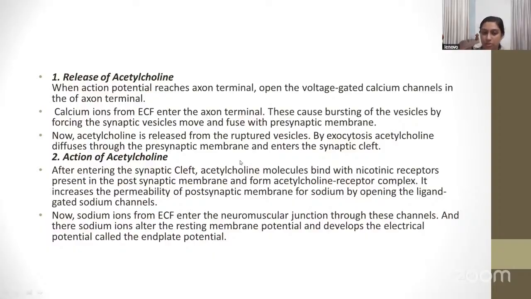We know that cholinergic receptors are of two types, which you will learn in the second year: muscarinic and nicotinic. And nicotinic receptors are seen in association with the muscles. Okay, that you have to know. So after entering the synaptic cleft, the acetylcholine molecules bind with the nicotinic receptors present in the postsynaptic membrane and form an acetylcholine receptor complex. And it increases the permeability of the postsynaptic membrane for sodium by opening the ligand-gated sodium channels.